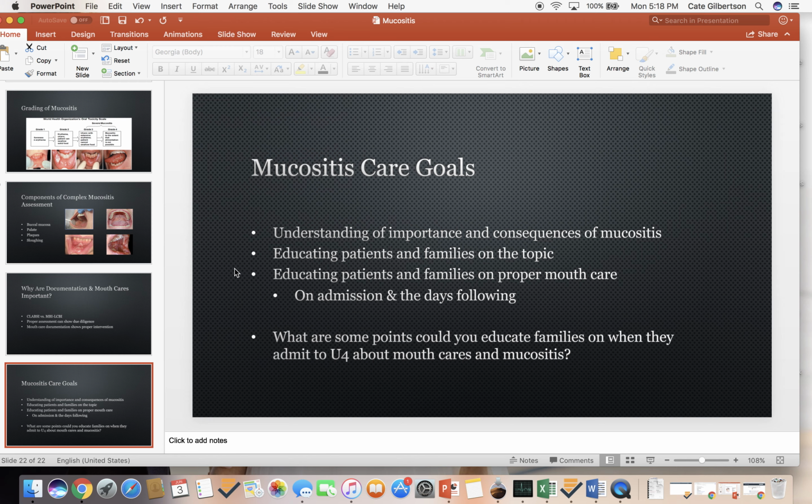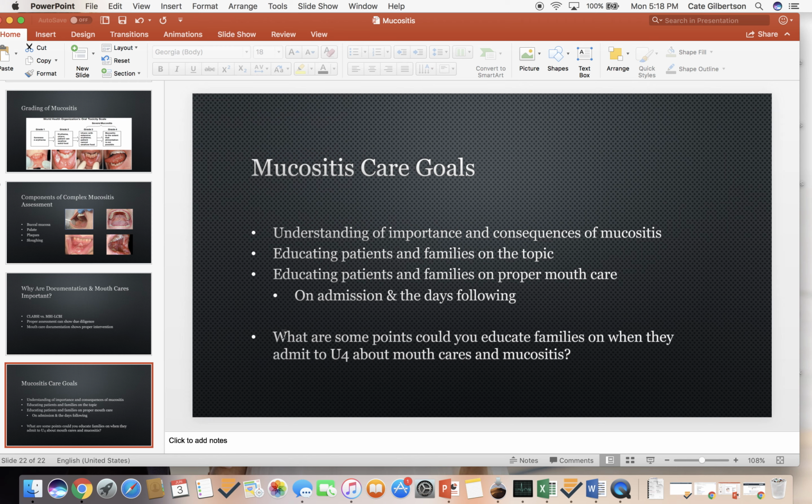We've heard from patients who are able to tell us that this is really terrible and they don't want it to happen. So we'll work on educating patients and families on proper mouth care techniques and why it's important on admission and the days following. And then again, really starting to get in a routine with our families when they're going to do mouth cares.